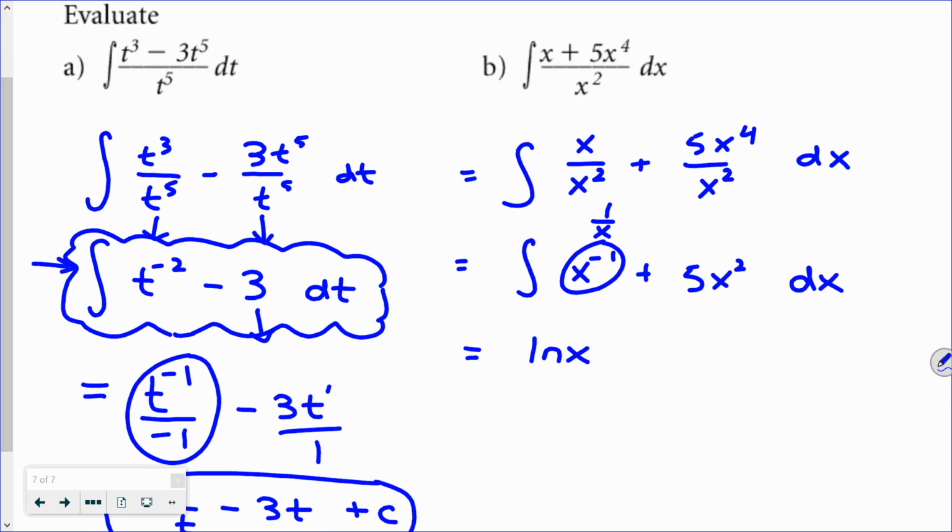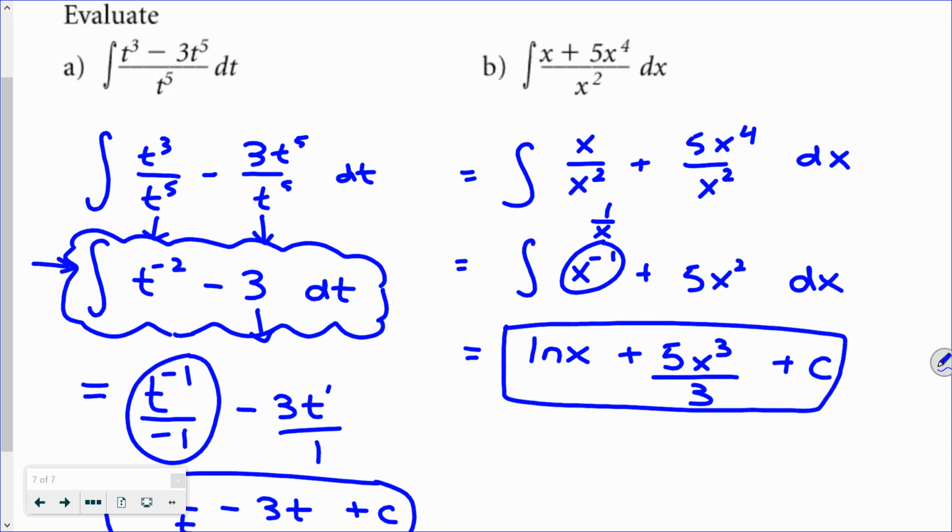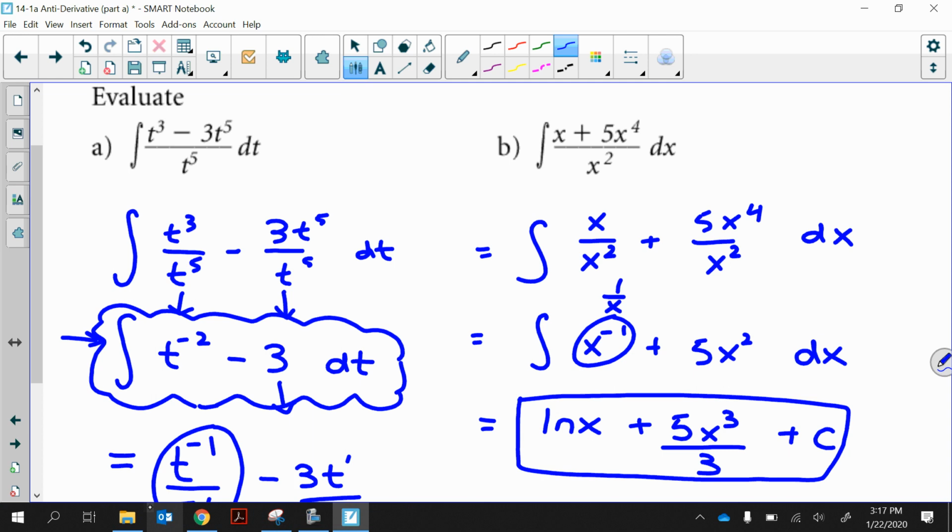The antiderivative of 5x squared. Keep the 5, increase the power by 1, put it over the new power. I don't need the dx anymore, but I do need to stick a plus c at the end. And this is as simplified as that's going to get. So you can put a box around that and call it a day. All right, that's our first crack at antiderivatives.